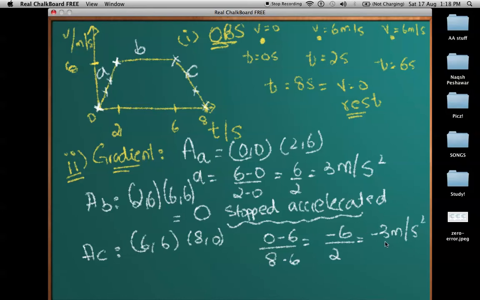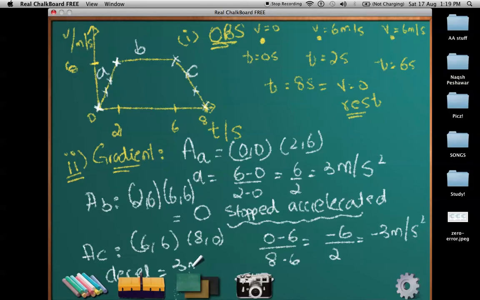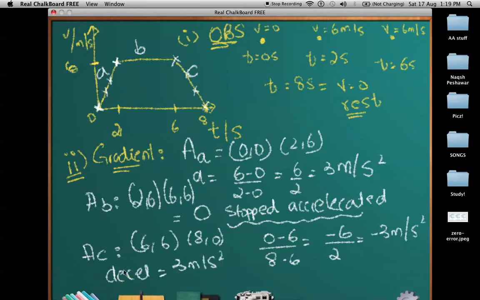Now again, the magnitude is 3 meters per second square, but the minus shows that it is decelerating now. It's coming from a greater speed to a lower speed, as if you were pressing the brakes of the car. So the acceleration is minus 3 meters per second square, or I can write that the deceleration is 3 meters per second square. If you write deceleration, you don't need a minus sign because it means the same thing. So a deceleration of 3 meters per second square. So this is coming down.